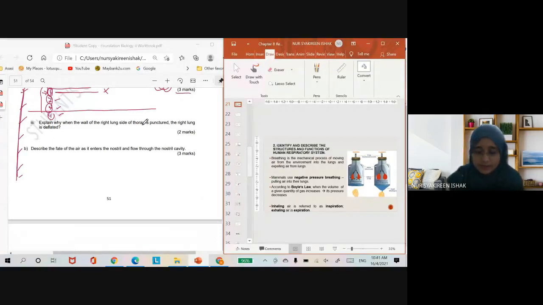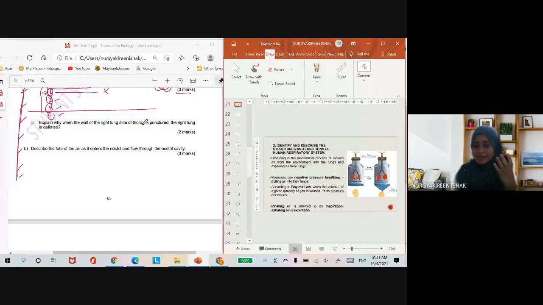Okay, next question. Describe the fate of the air as it enters the nostril and flows through the nostril cavity. Just as I mentioned semalam in the lecture, even though the air outside is cold, as the air enters into your nostril cavity, the air will be filtered. There are cilia, there are nose hair. So the air will be filtered of the contaminants that are found in the air.